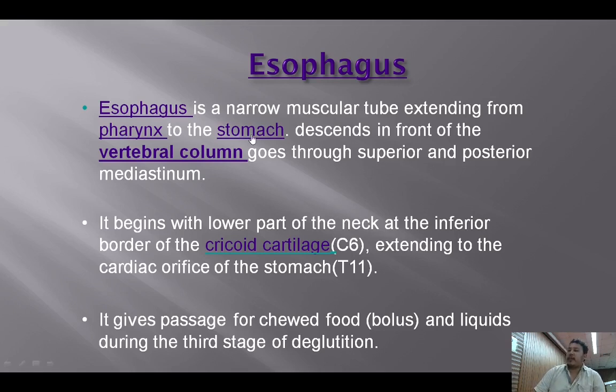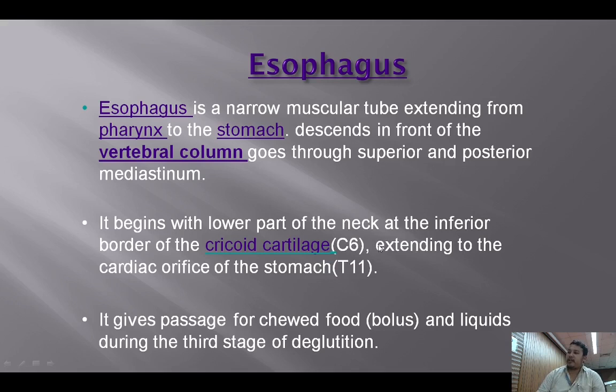Actually, it starts from the pharynx and goes to the stomach. It is in front of the vertebral column. It enters the superior mediastinum and then goes to the posterior mediastinum. So where does it begin? It begins in the neck, and the landmark is the inferior border of the cricoid cartilage. The cricoid cartilage is a cartilage in the larynx that you can feel on the anterior part of your neck.